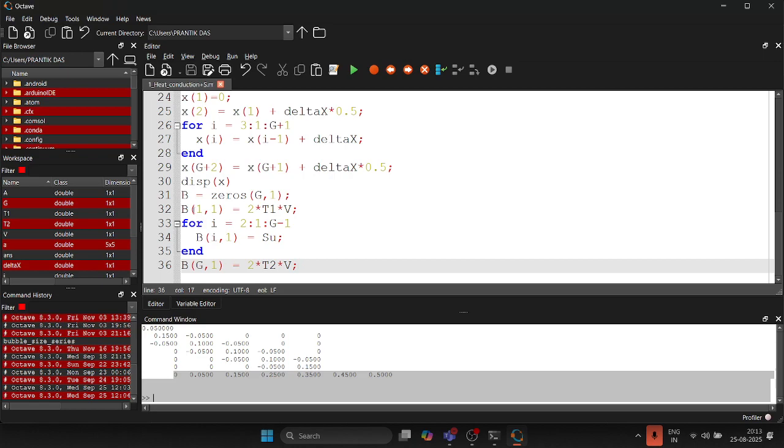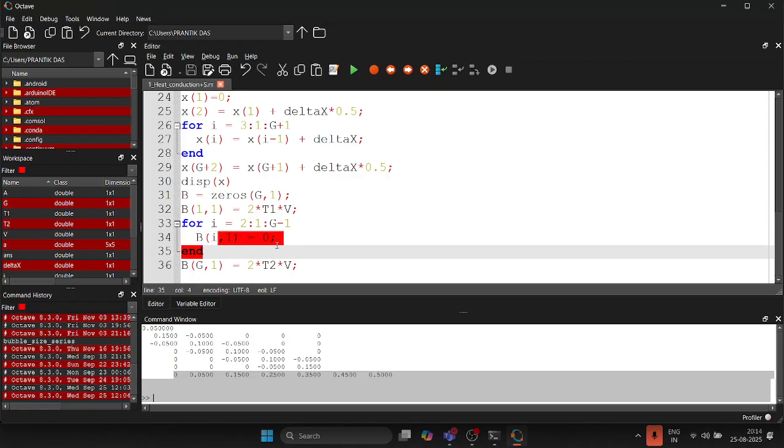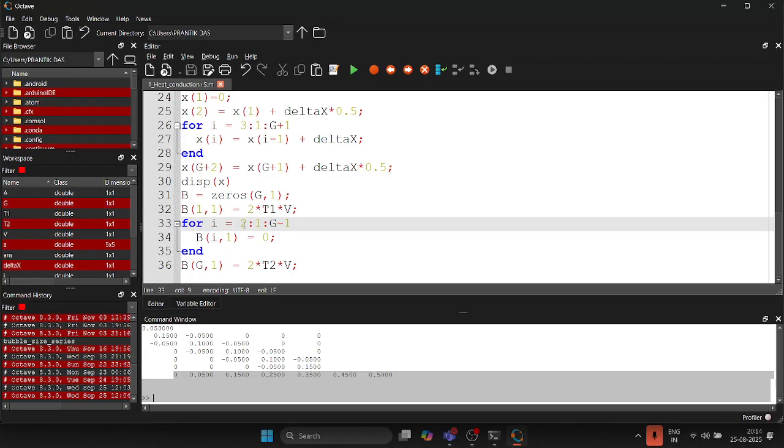Yes, sir. The source matrix diagram that I filled: the first term was 2 into T1 into V. T1 is the temperature at the wall surface, and the entry for Pi comma 1 will be 0 since there is no source term. So the middle entries become 0, which ranges from 2 to G minus 1. After that, G comma 1, the last term in the column matrix, in the last row, will be 2 into T2 into V.